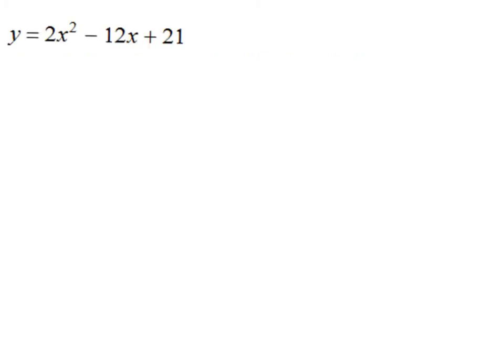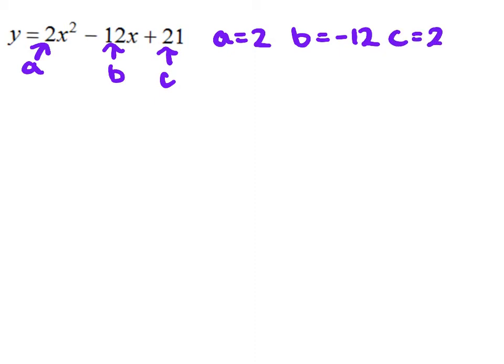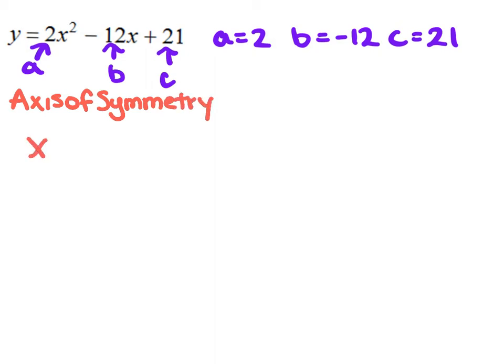In our first example, we have the equation y equals 2x squared minus 12x plus 21. First, let's identify the values of a, b, and c. So the first number is a, b, and c. So we could say that a equals 2, b equals negative 12, and c equals 21. Now, if we want to calculate the axis of symmetry, it's always x equals negative b over 2a.